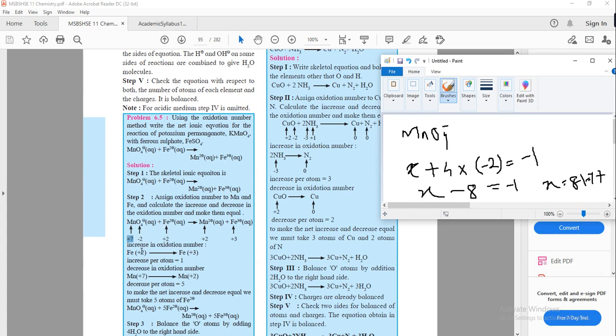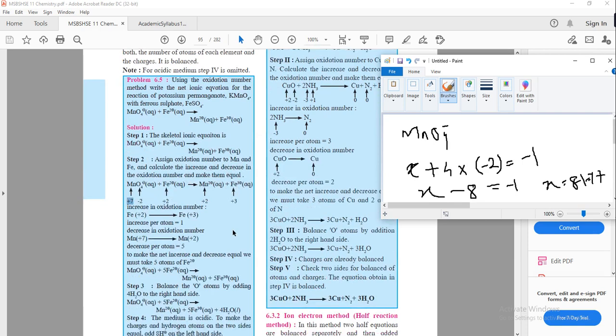We know the oxidation state for oxygen is minus 2. For Fe it is given. For Mn plus 2 is given. Fe3+ is given. So see, increase in oxidation number. First we'll see which atom's charge is increasing. For the Fe, the charge is increasing, plus 2 to plus 3. There is a plus 1 increase per atom. Now we'll see the decrease in oxidation number. For Mn, the oxidation number is decreasing, plus 7 to plus 2. So plus 5 is decreasing for one atom, for one Mn.